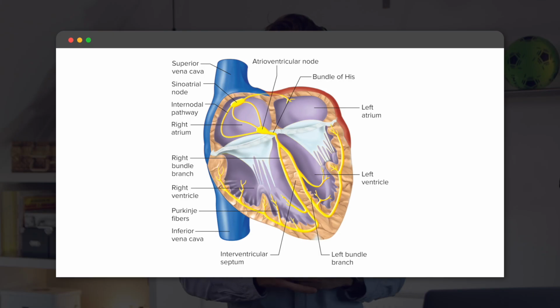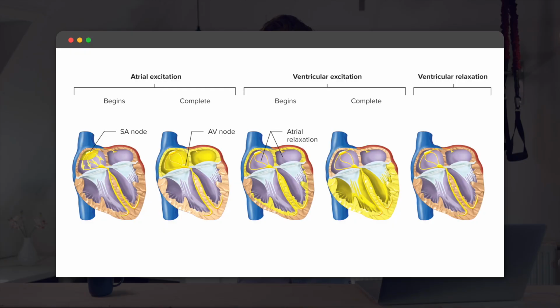From there, the electrical signal will spread across both atria to allow the atria to contract together, pushing this last extra bit of blood into the ventricles. As soon as the electrical signal will reach the relay station between the atria and the ventricles, the AV node, the signal will go straight towards the apex of the heart and from there will move upwards from cell to cell.